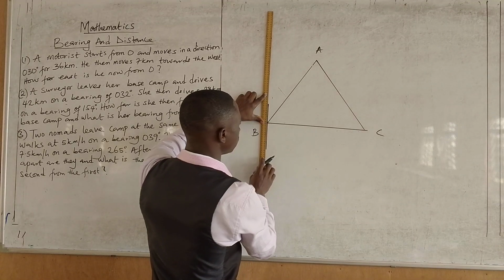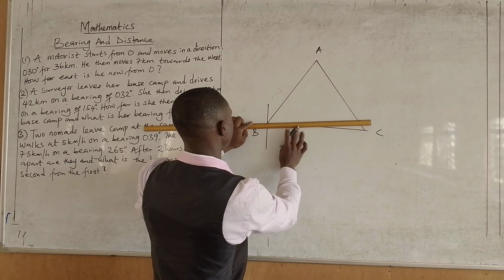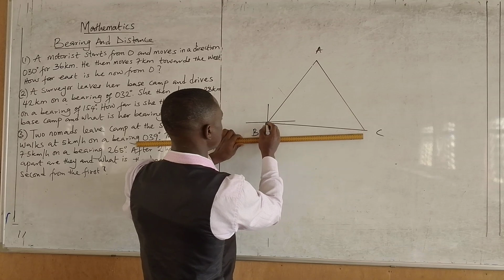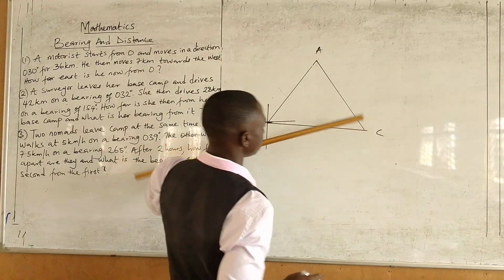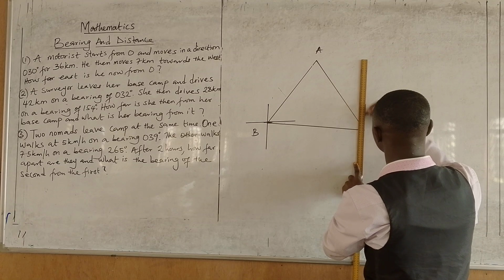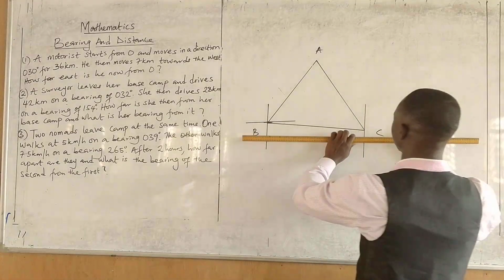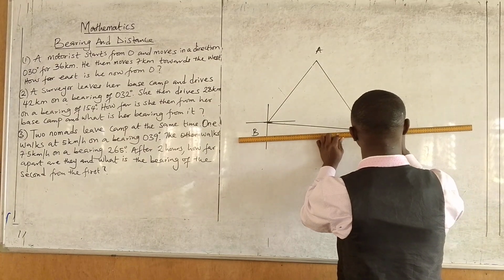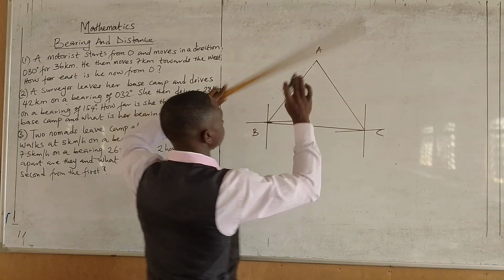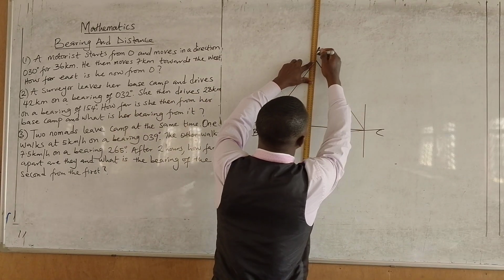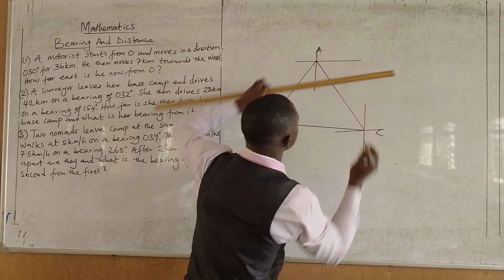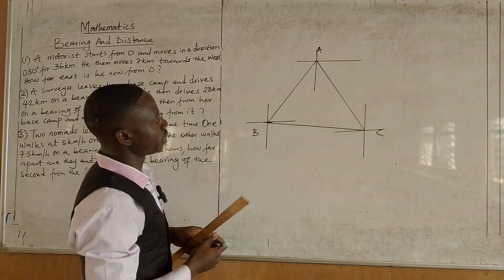I want to draw the four cardinal points on each triangle. So you draw a horizontal and vertical line on each point, okay? Horizontal and vertical line on each point. Can we see? All right.